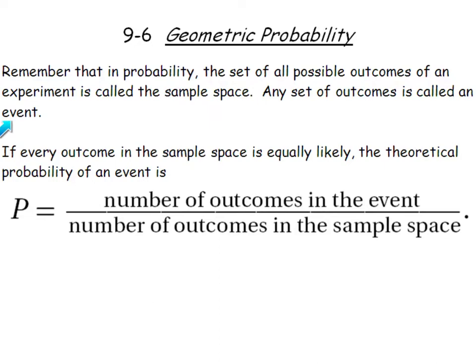of the event occurring is where you take the number of outcomes in that event and you divide it by the number of outcomes in our sample space. That'll make a little bit more sense when we take a look at a couple examples.